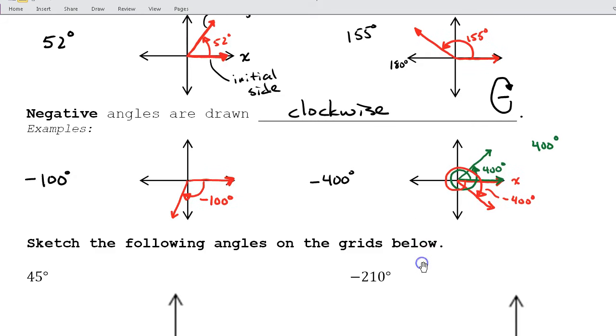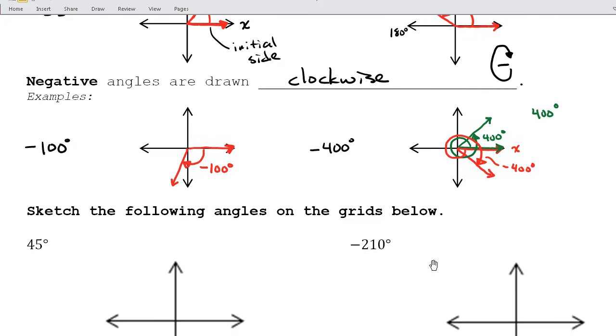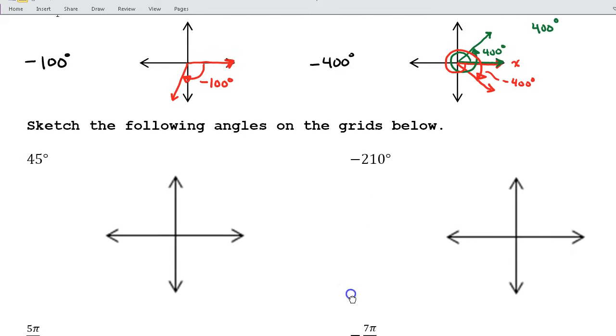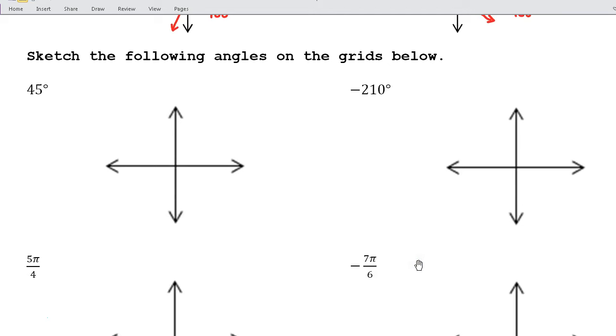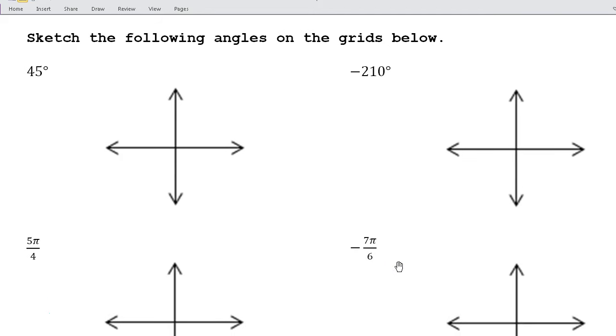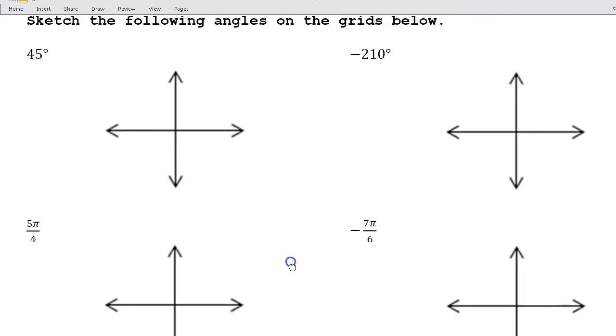As always, feel free to pause, rewind as needed, write down your questions, and make sure you ask me. What we want to do for these is sketch each angle on the axes given.